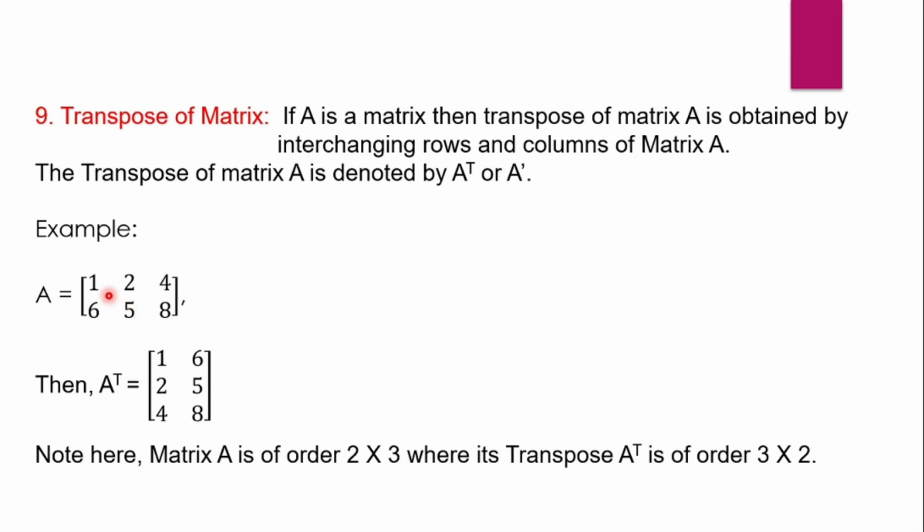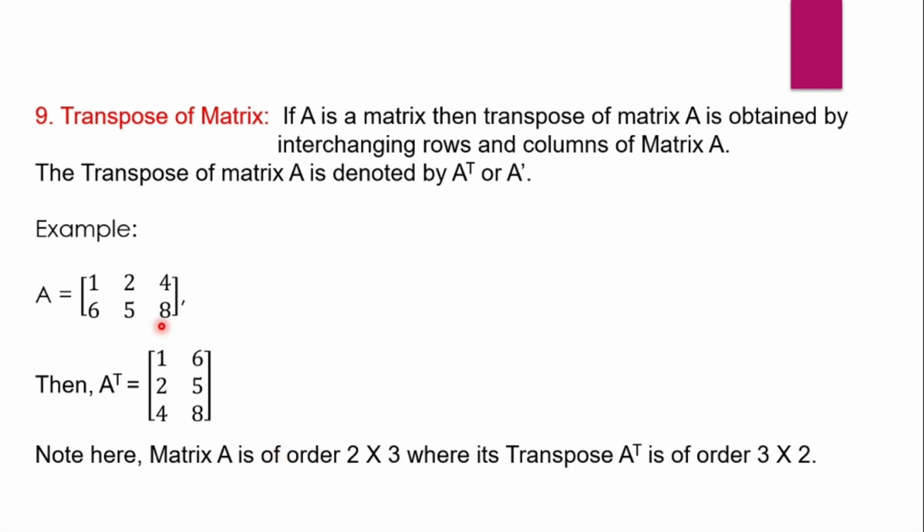We just have to transfer all the rows into columns. As you can see here, 1 2 4 is in the first row, and we have to transfer it into the first column, so 1 2 4. Now 6 5 8 is in the second row, so we transfer it into the second column, 6 5 8. This is the way we can transpose the matrix A. Now, a note here: matrix A is of order 2 cross 3, whereas its transpose is of order 3 cross 2.